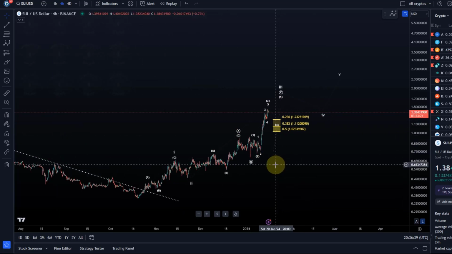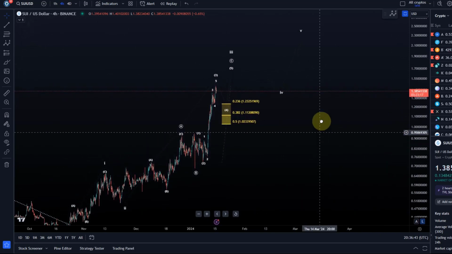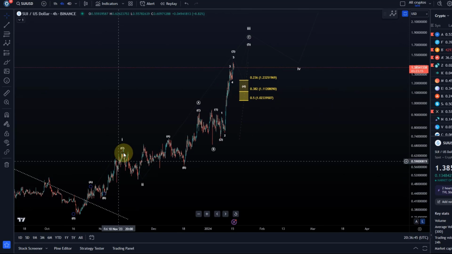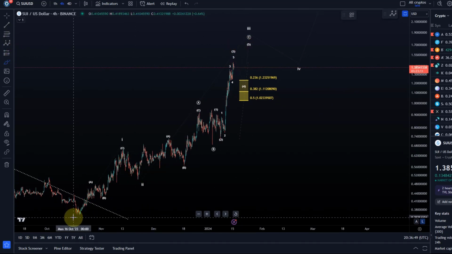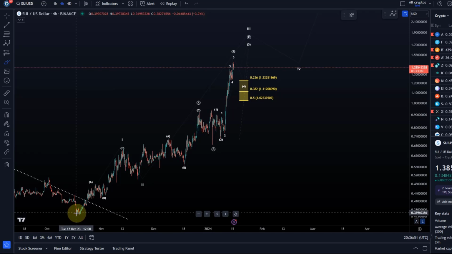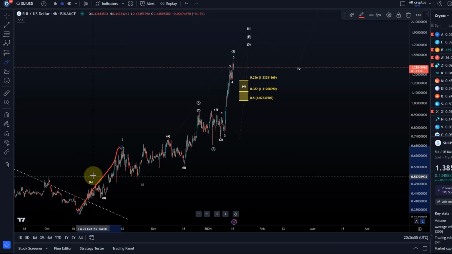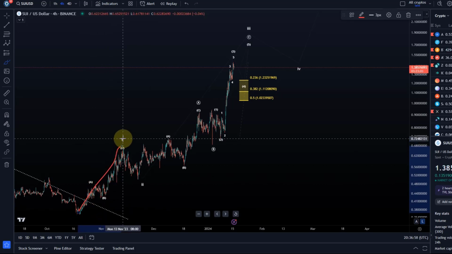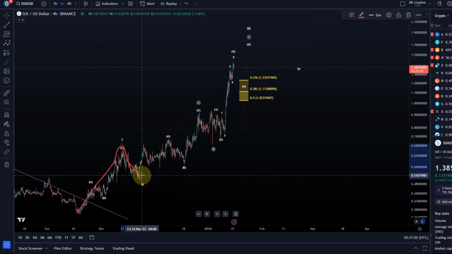So my primary scenario at the moment is this one, the white count. It's certainly not an impulse to the upside, but we're moving possibly in a diagonal pattern. Best wave count I can offer is that the price moved initially from the October lows to the upside in a three-wave move that I call an ABC structure. Then we had a pullback, also an ABC pullback in three waves.